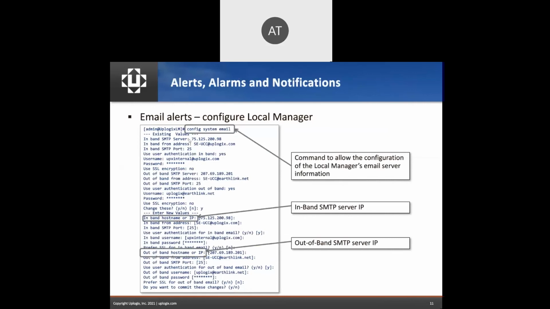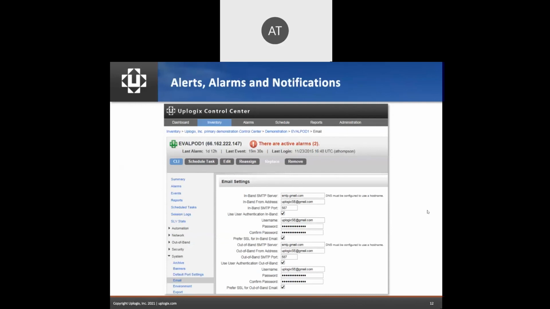We have the option of entering both an in-band and an out-of-band email server for that. Sometimes, for example, if you think about when the cellular modems go out of band, they might not be able to reach your internal VA mail servers. And so they might need to use a different email server when they're out of band. And that's what that feature is for. Of course, those same settings live in the control center and can be configured there.